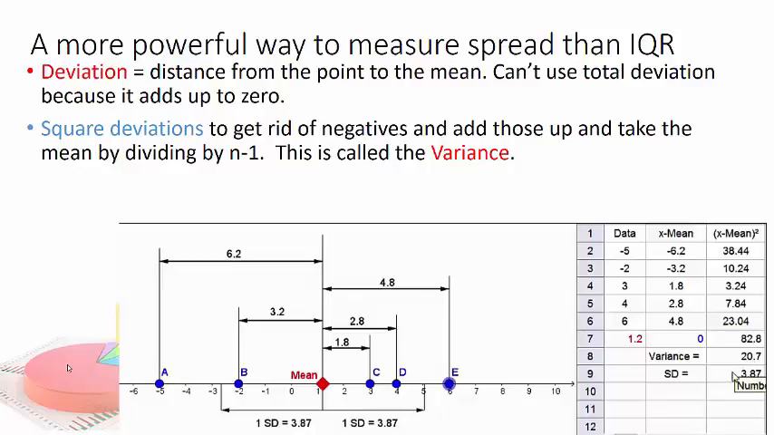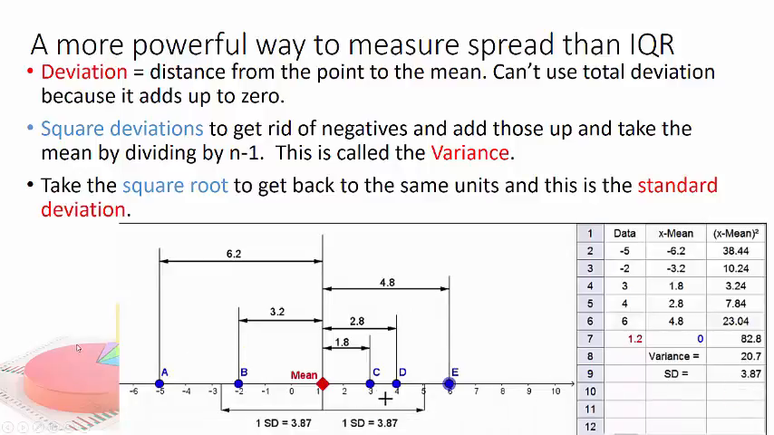Now, I do want to get back to the units of measure because 20.7 doesn't feel right for this. So I want to take the square root of that to get back to something closer to the spread. And that gives me 3.87. And the abbreviation for it is SD, or standard deviation.